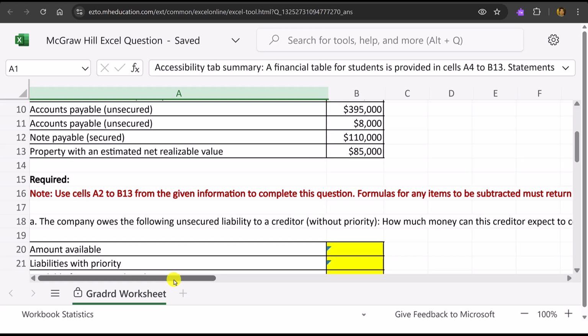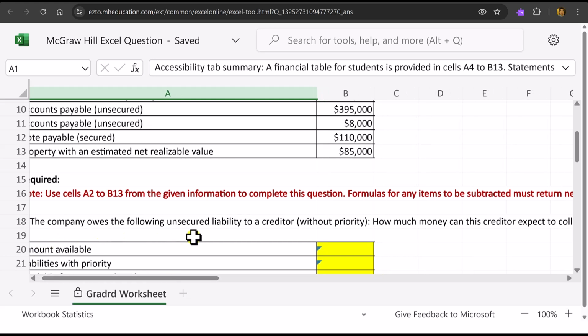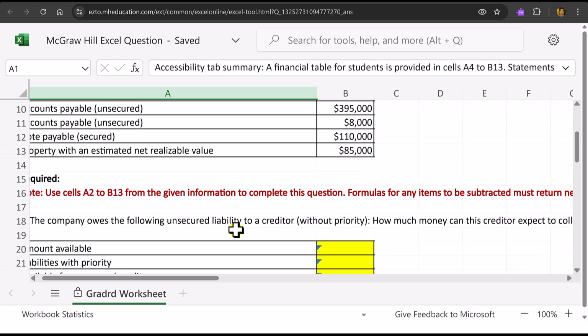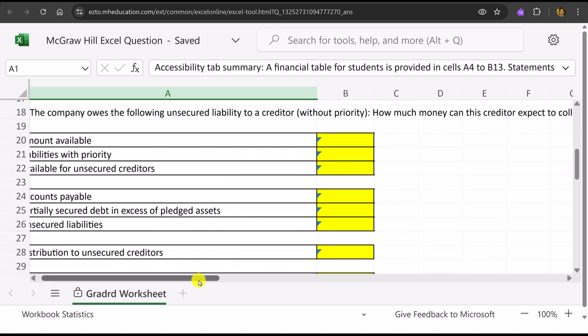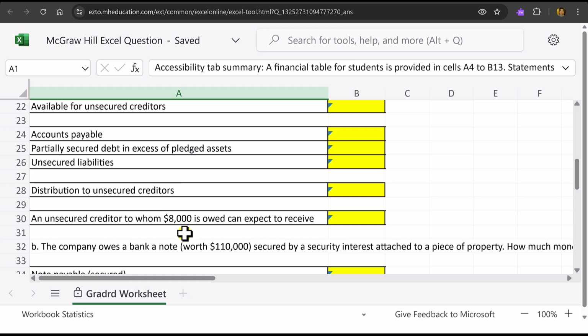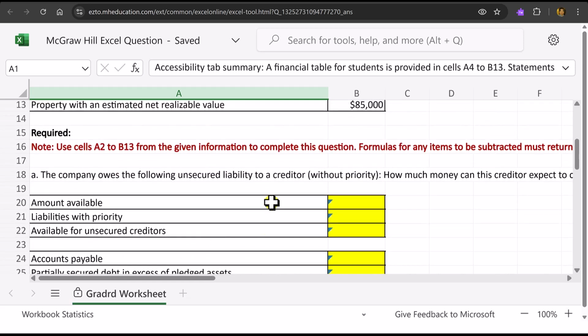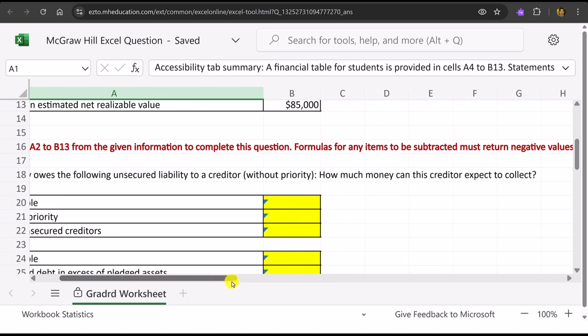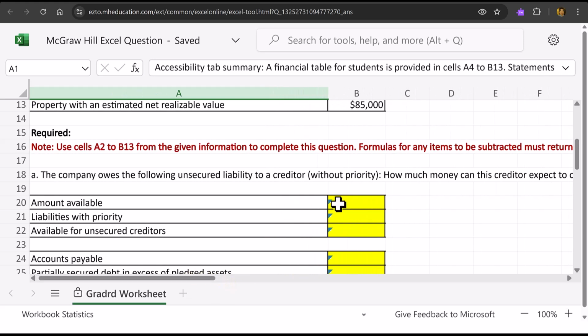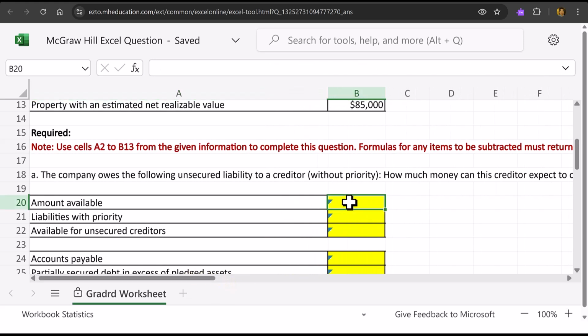Okay, so again, instruction A, a company owes the following unsecured liabilities. Again, that's this 8,000 here without priority. Okay, so they're last in line to collect. So how much of this can the creditor collect? So we're assuming already the secured creditors got paid off. Now we need to figure out how much assets are left over. So that's what this first formula is going to calculate.